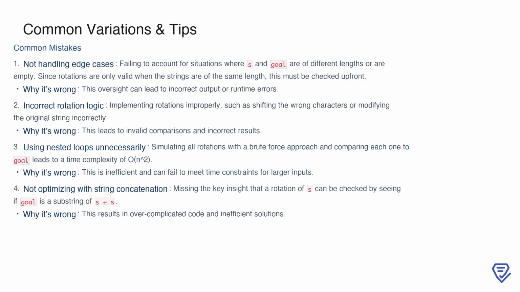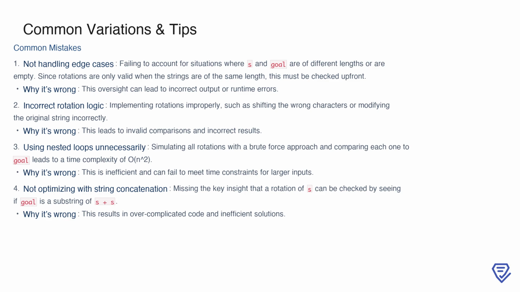First, failing to handle edge cases properly can lead to incorrect results or runtime errors. For example, if the strings s and goal are of different lengths or one of them is empty, the rotation is invalid, so this check needs to be done up front. Another common issue is incorrect rotation logic, such as shifting the wrong characters or modifying the original string in ways that break the rotation process. This can lead to invalid comparisons.